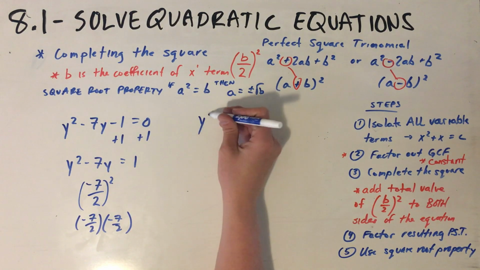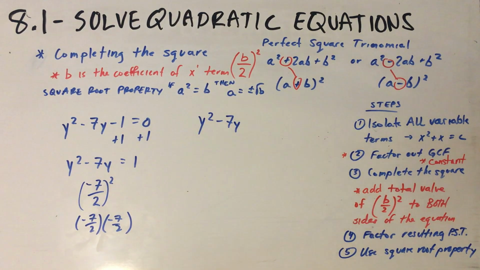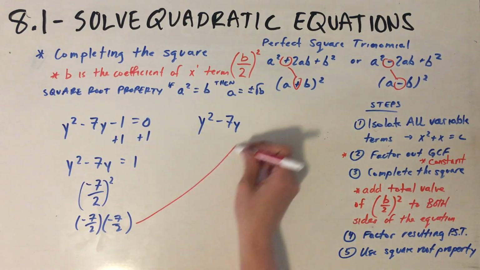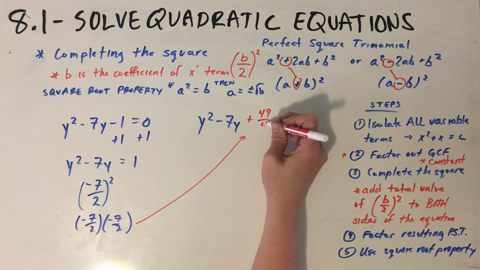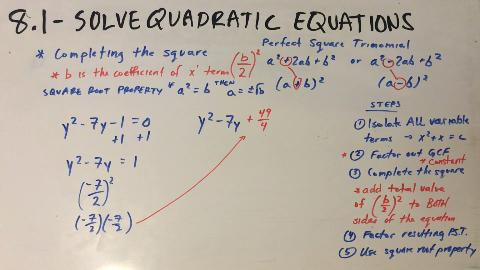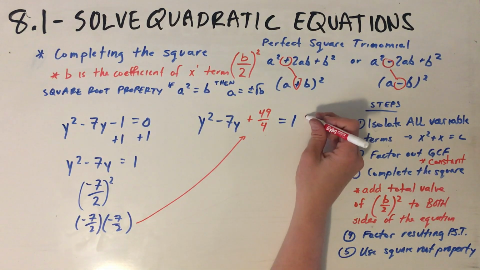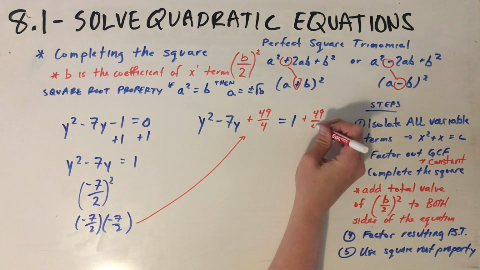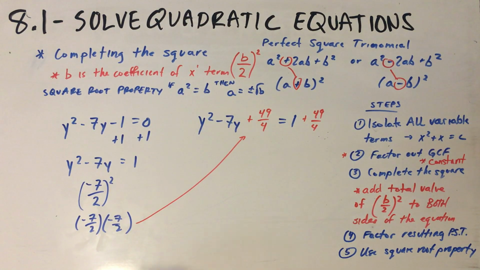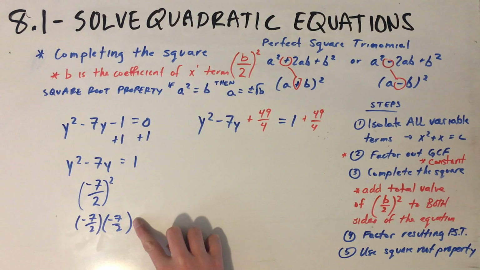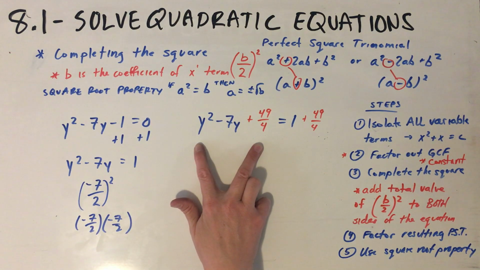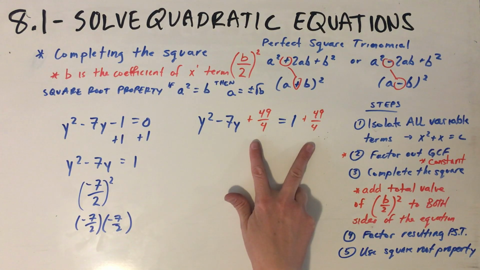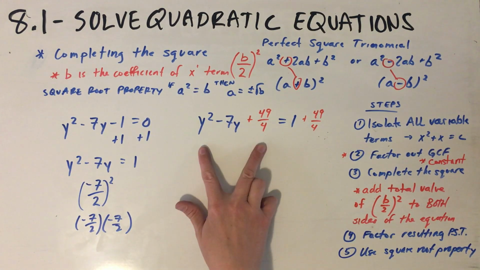So this would then be y squared minus 7y. To this side, I'm going to add 49 over 4. And on the other side, I have it equals 1. But then I've also got to add the 49 over 4 to this side. Okay, you can see how these would get pretty ugly. All right, so how do I factor this? That's my next step. I've added the value to both sides, but I need to factor this perfect square trinomial.